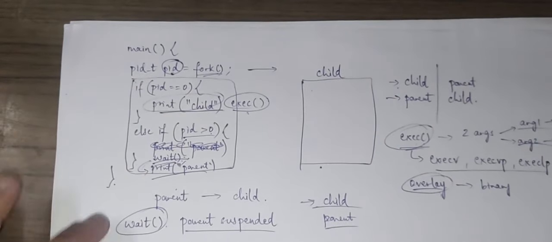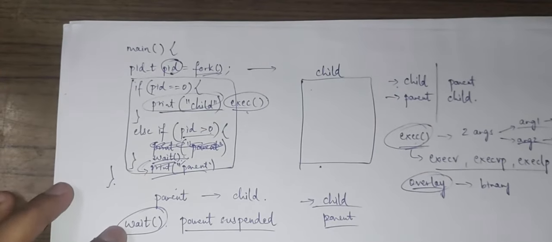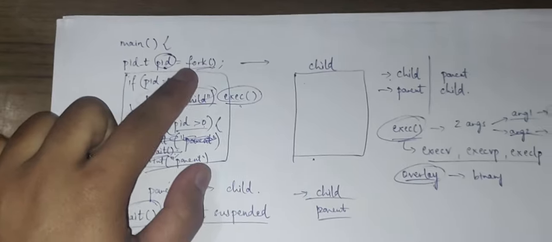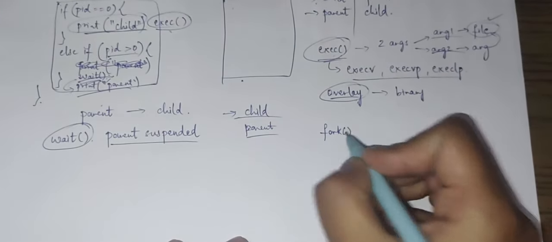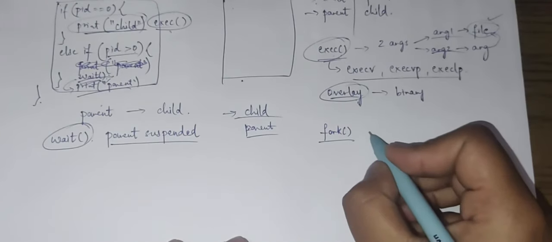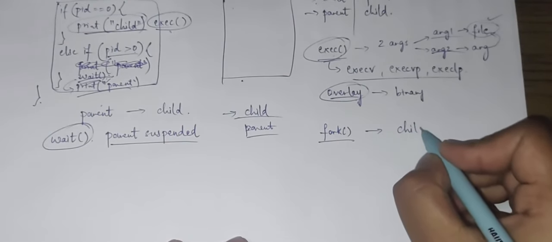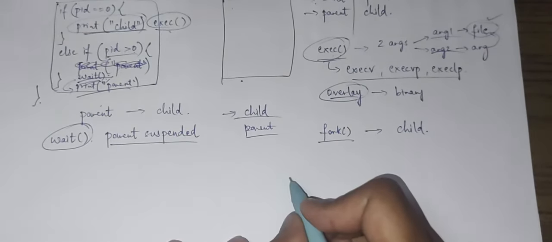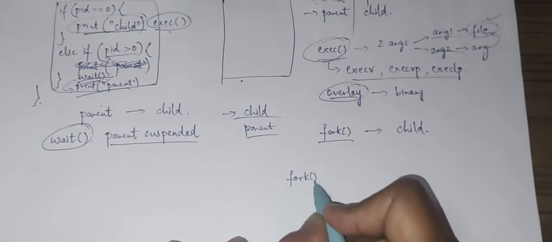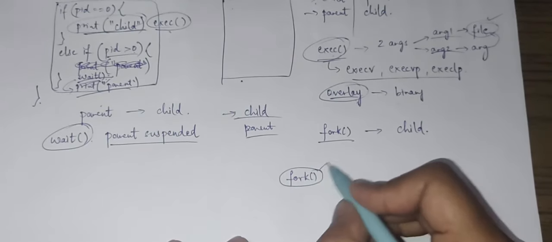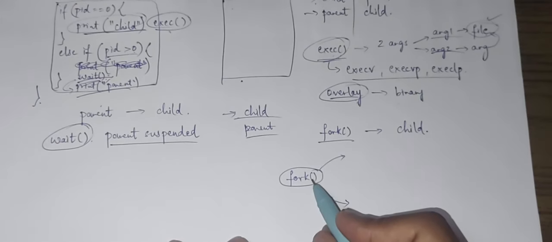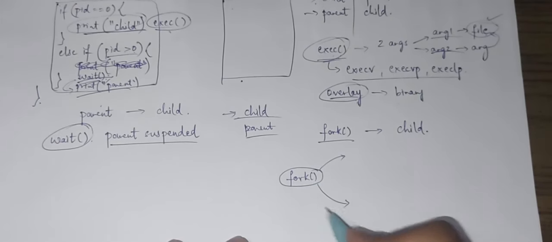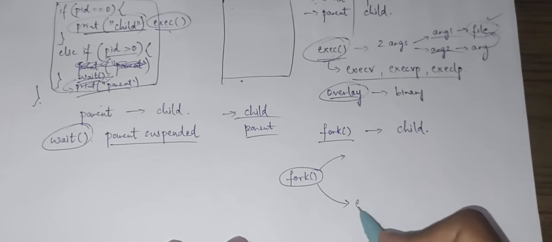There are some things which have to be handled whenever we call fork. Assuming the parent has called fork, this will spawn a child process. So let's say fork was called. There are two processes now: one is your parent, one is your child. Now let's say the control went to child. What will child do? Child will execute. It will run.